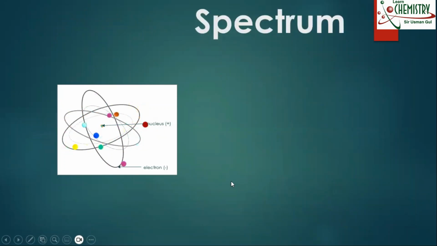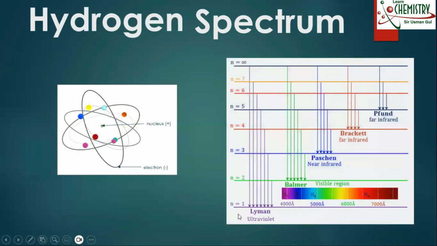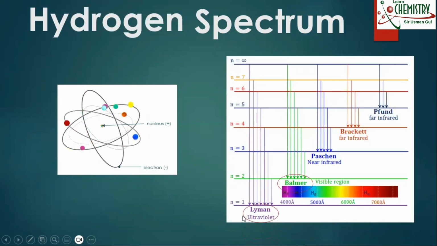Today, I will explain the concept of spectrum, that how atoms give us the electromagnetic spectrum. And after the clear concept of the spectrum, I will explain how the hydrogen spectrum is formed, specifically the Lyman series, the Balmer series, Paschen series, Brackett series, and Pfund series are formed by the hydrogen atom.